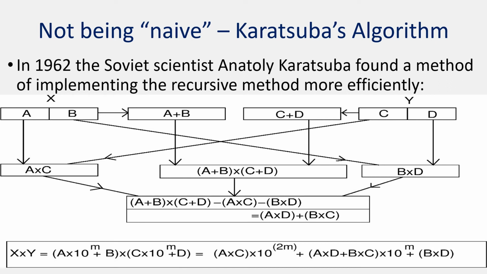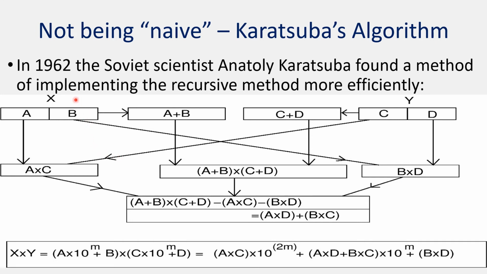In 1962, roughly 60-odd years ago, a Soviet computer scientist, Anatoly Karatsuba, found a way of implementing the recursive algorithm, but not in a naive style, in a way that actually resulted in a faster algorithm. So what does Karatsuba's algorithm do? Well, there's a diagram of it there. Let me talk through this.